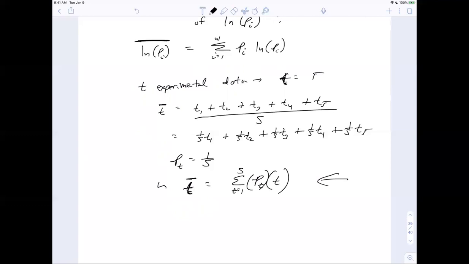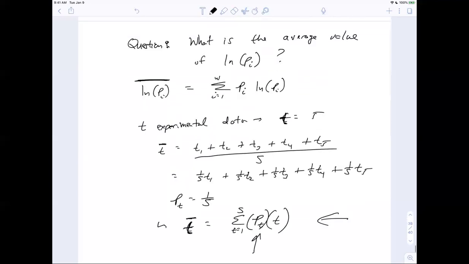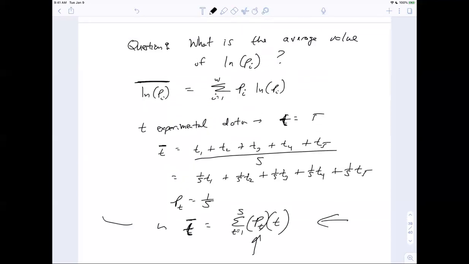This is the way to think about averages, because averages come from probability distribution functions. When you talk about an average, you always have to bring along with it in your mind a probability distribution function. And in this case, it's given by this. So by analogy, to get the average value of natural log P sub I for these microstates, we have to have a summation over all the possible microstates.